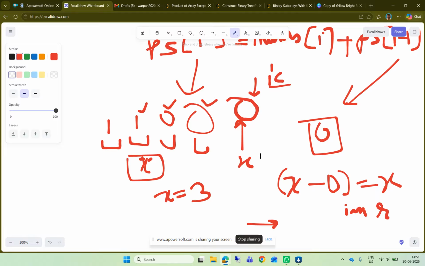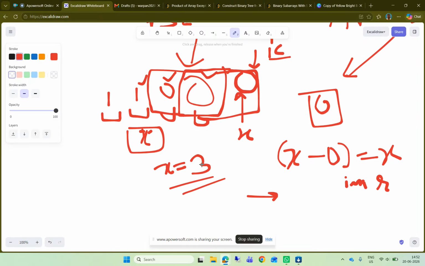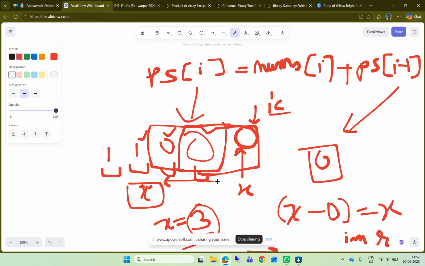So if our goal is 0, what we want is, we can have this subarray, right? This is the subarray that we want, and this is another subarray that we can want, right? Because our goal is 0. And then you can see that this value is 3. So if we take this value, we'll get the number of subarrays that we need.